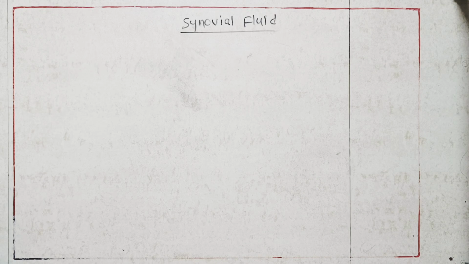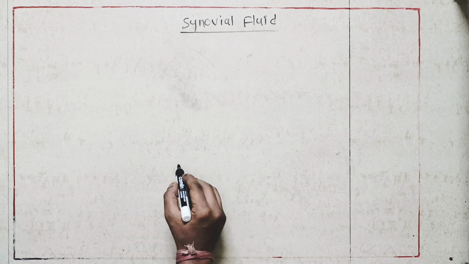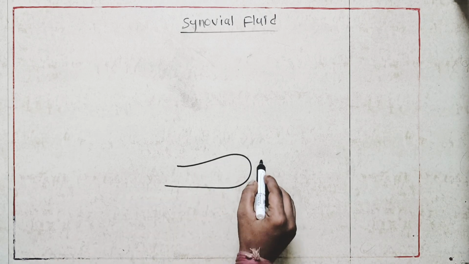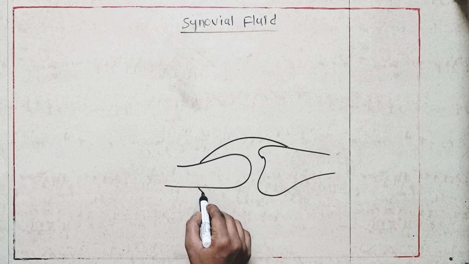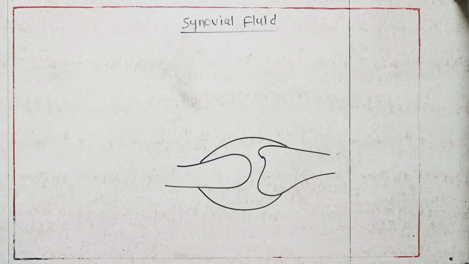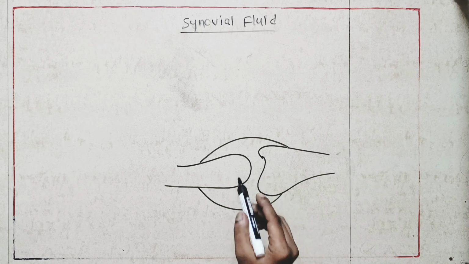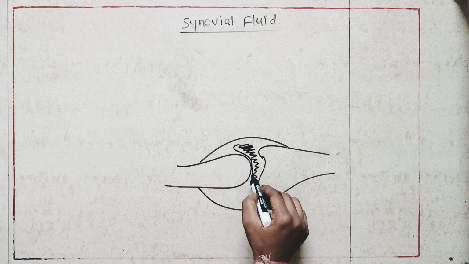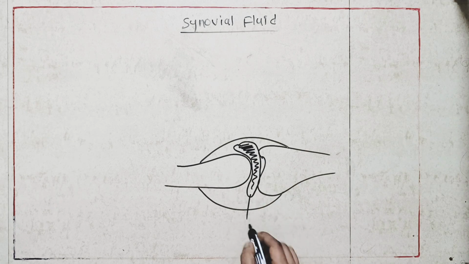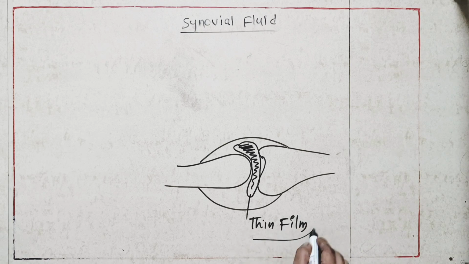Okay, synovial fluid. Suppose here we are having one articular surface, and here we will be having one more articular surface. This is our joint capsule. Between these two articular surfaces, we will be having the joint capsule, so the synovial fluid will be present here in the form of a thin film. So this is our synovial fluid.